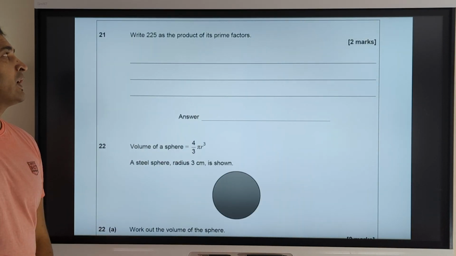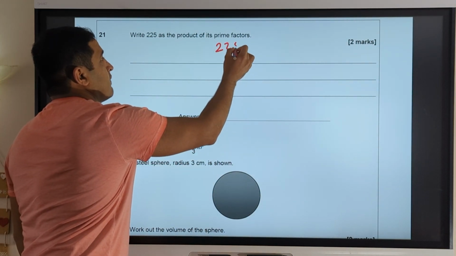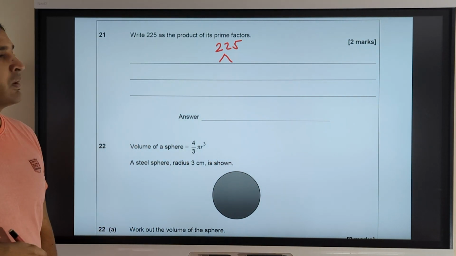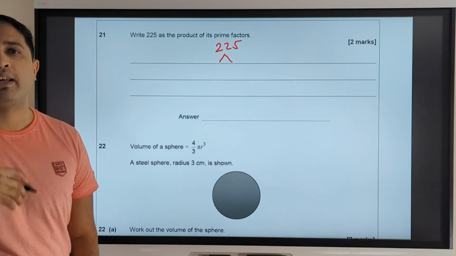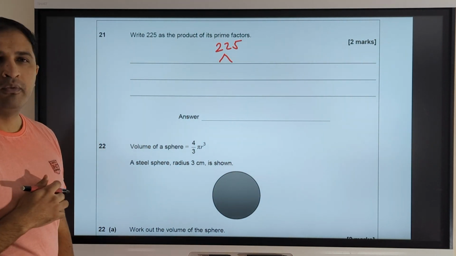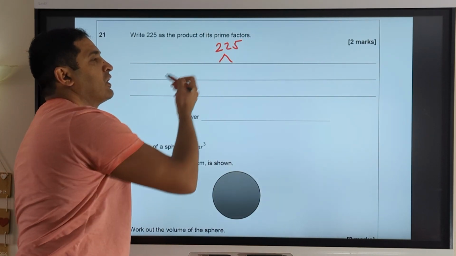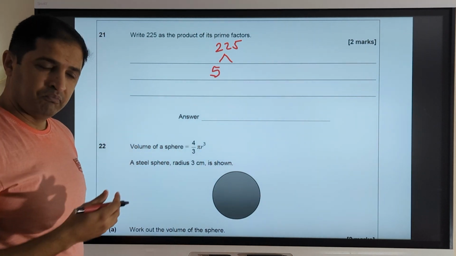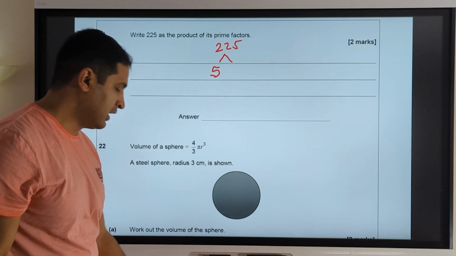Write down 225 as a product of prime factors. So again, I would write down 225 and then split that into two numbers that multiply to give you 225. You can't halve it. Why? Because the last number is not even, it's not a multiple of 2. So what we're going to do is divide it by 5, because you can divide 225 by 5. You can use a calculator again, there's nothing stopping you from using a calculator.